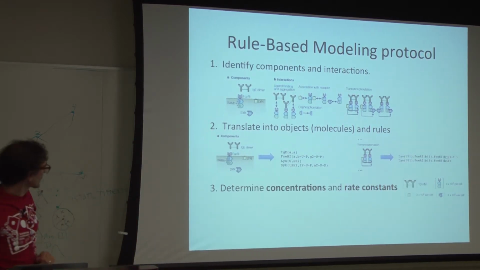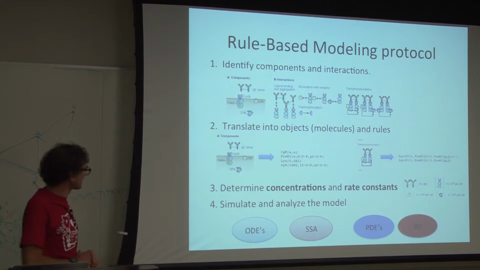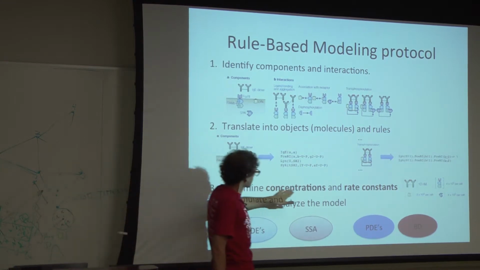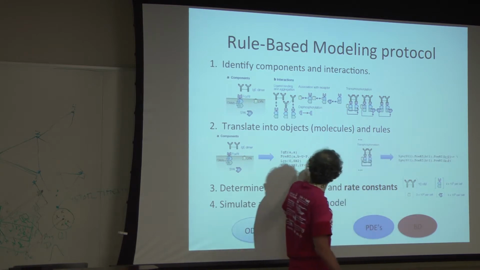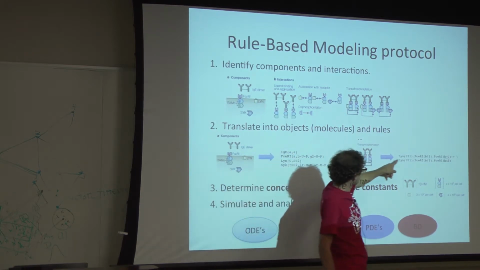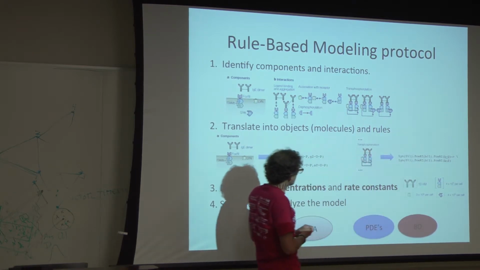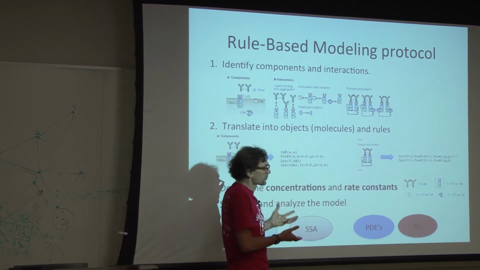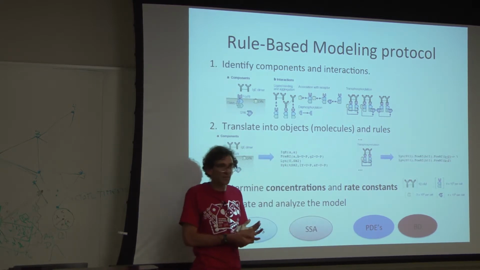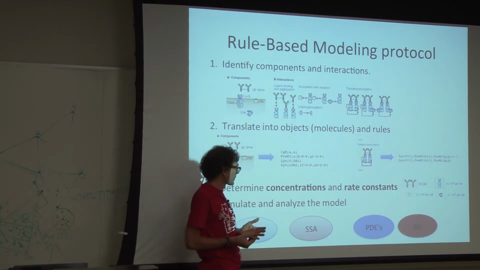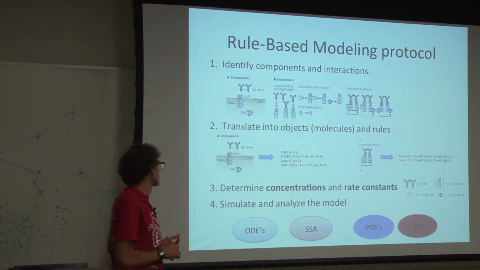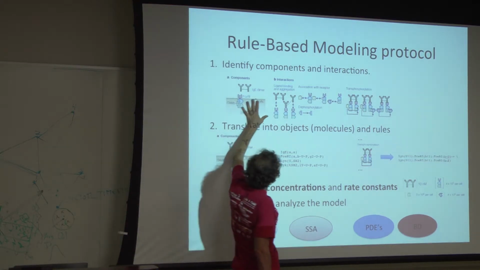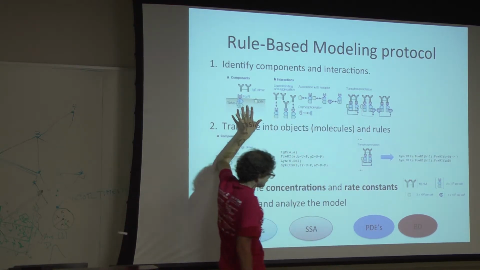Okay. And then the rest of the procedure is basically the same. We need to parameterize these models with things like initial concentrations and rate constants for these different reaction processes. The approximate number of parameters we need to characterize a rule-based model is the same as the number of parameters we would need for an essentially equivalent reaction network model of these components and interactions.